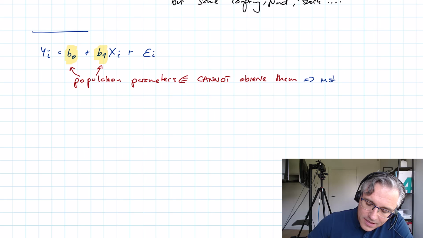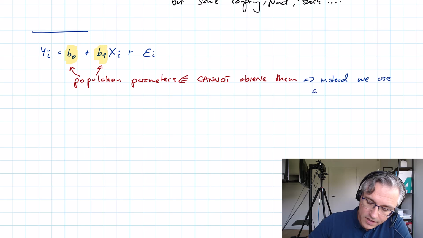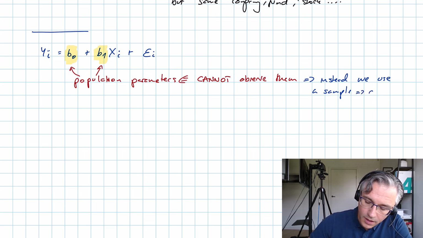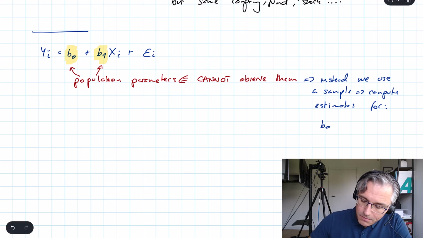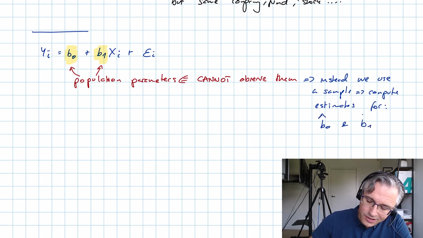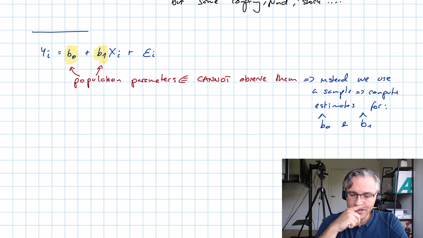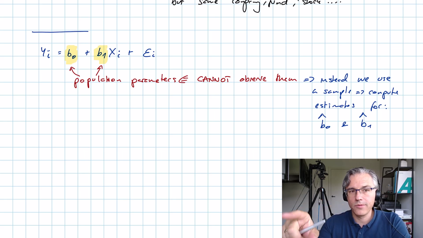So instead, we use a sample, and from it we try to infer something, make some conclusions. We use a sample and we compute sample-based estimates for the intercept and the slope. We call them B0 and B1, but in your curriculum you'll see a little hat added to the B0 and B1 to show that these are based on a sample. These are the parameters, the intercept and the slope, computed from a sample.